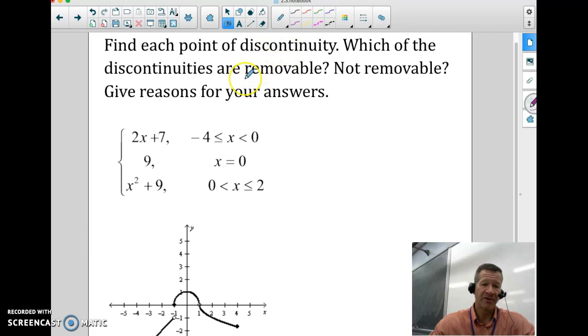So remember, a removable discontinuity would be a hole. It would be basically a discontinuity where the limit will still exist. So if a discontinuity has a limit still existing, then it's removable. It's not removable if it's discontinuous and the limit doesn't exist.